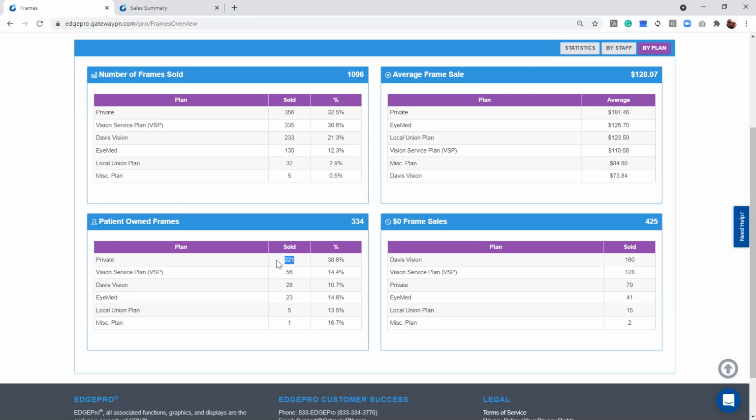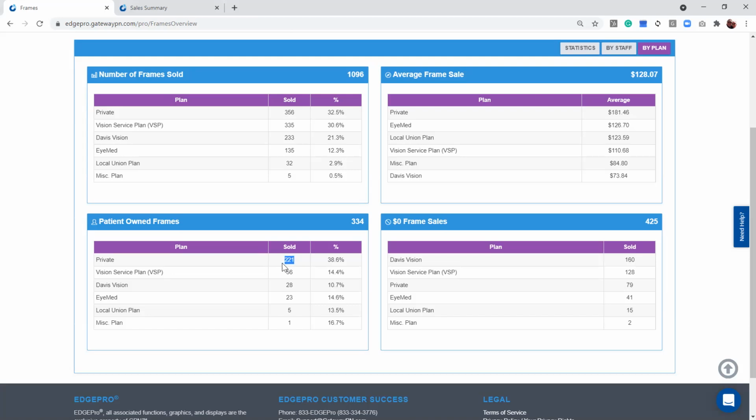If you're open 5 days a week, that's around 2 per day when you think about it. So if you can reduce this number, you can help increase that overall revenue and increase that average frame sale. Now, I do tell everyone we're always going to have a patient's own frame. It's never going to be zero.